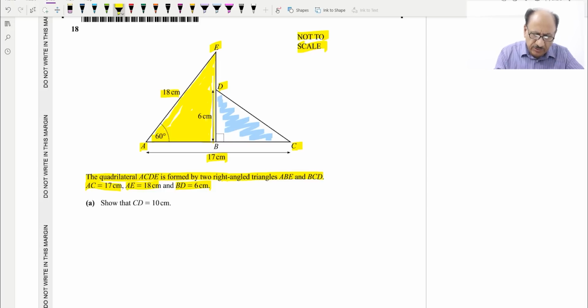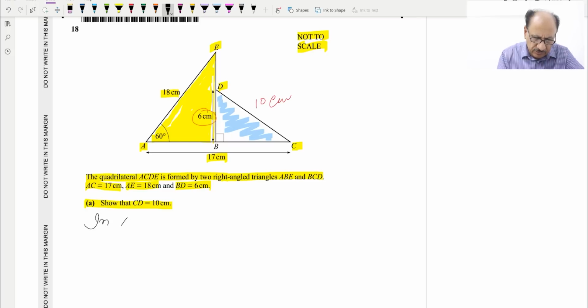So BD is already over here, which is 6 centimeters provided. Now they are saying part a, show that CD is equal to 10 centimeters. So we need to show this side CD, we have to show that this is 10 centimeters. So how can we show? We will have to find BC, and then we'll be applying Pythagoras theorem. But to calculate BC, first we need AB, because we have AC total 17, but we don't have AB. So we will use the triangle.